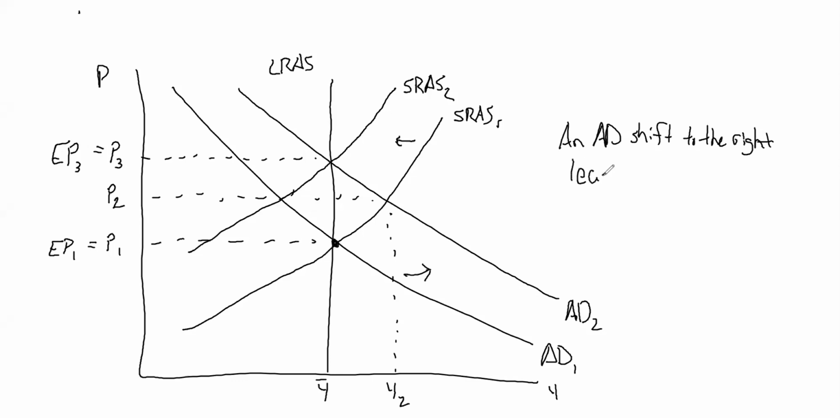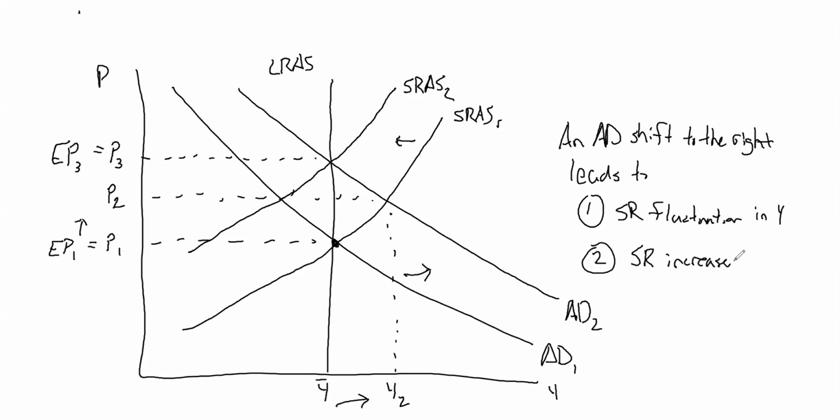So the rightward shift in aggregate demand led to that initial short-run fluctuation in output, that initial increase in output from Y bar to Y2. And it also led to this short-run increase in the price level from P1 to P2. But because aggregate supply had to bring us back to our long-run potential, this rightward shift in aggregate demand also led to a long-run increase in the price level from P2 to P3. We converged back to our long-run aggregate supply at this new higher price level P3.